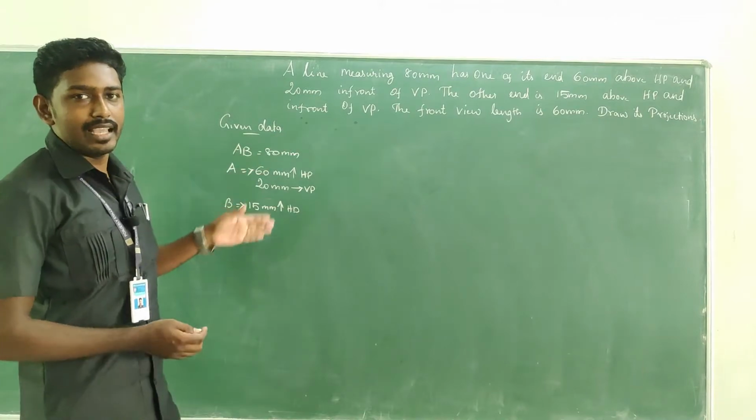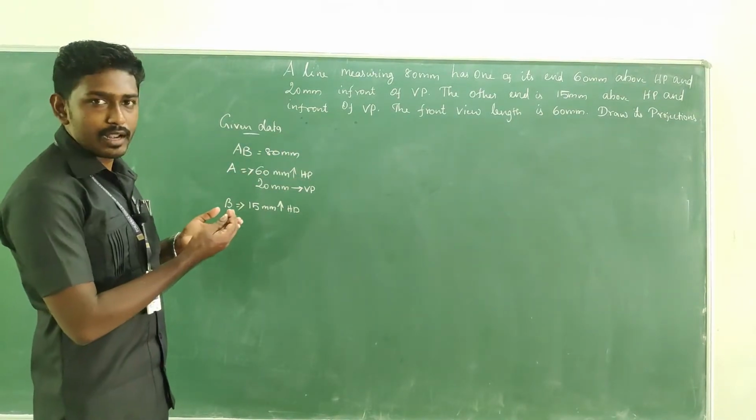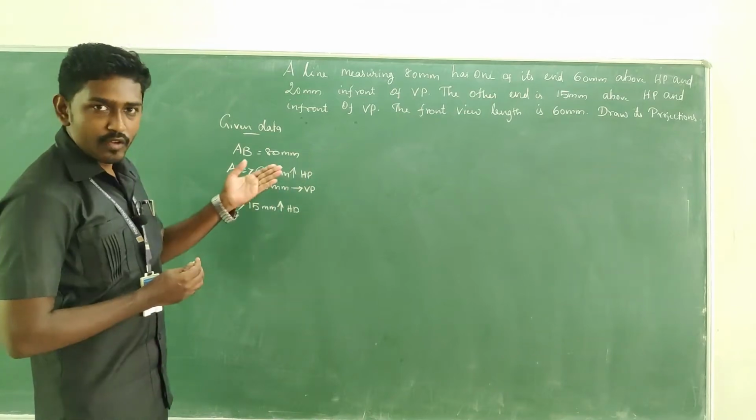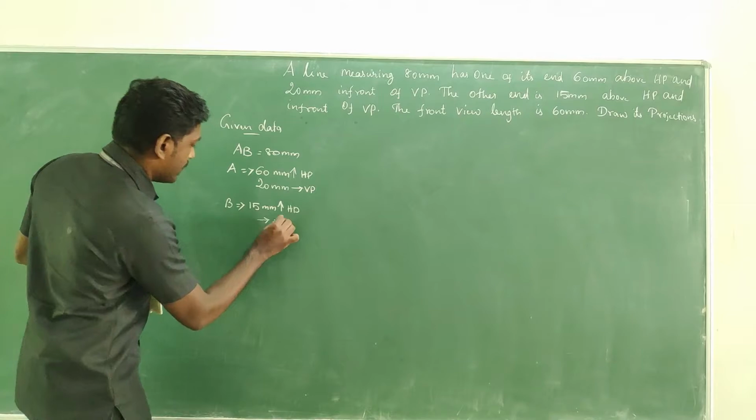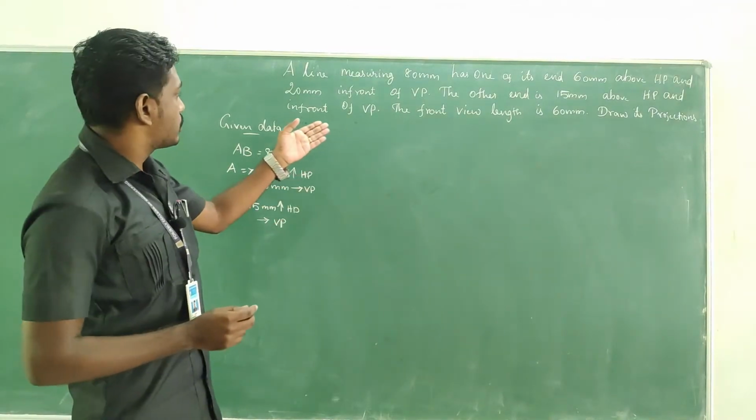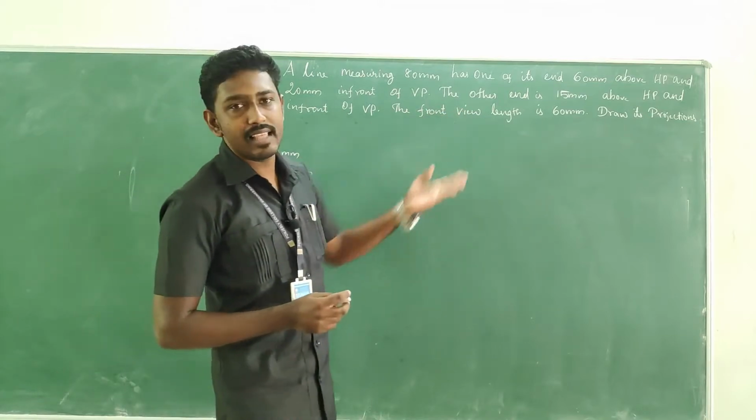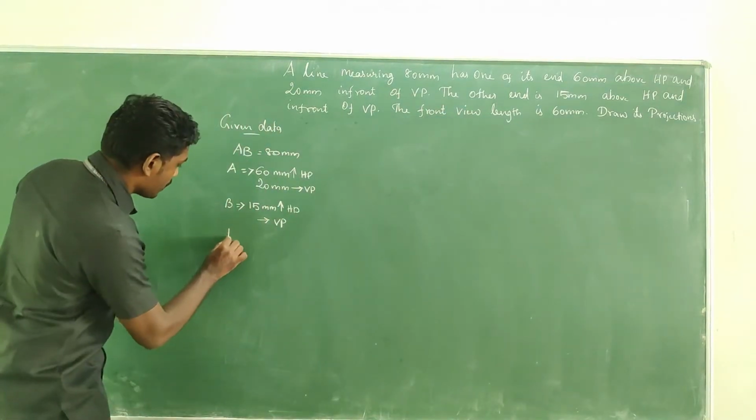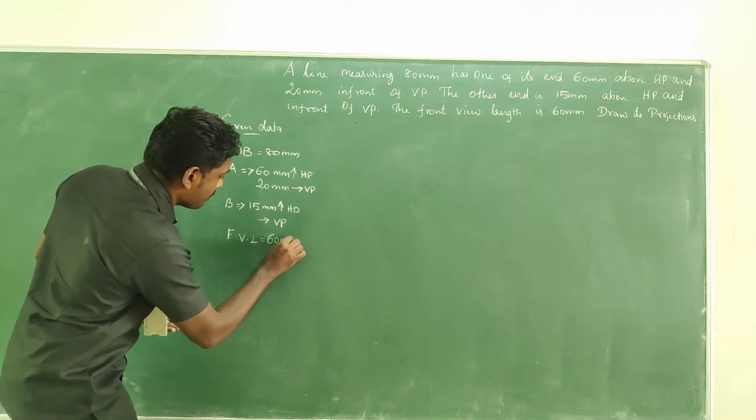Okay, there is no clear statement of where it is exactly located. It is given as a clue. It is going to be where? In front of VP. Okay, so in front of VP. Right. What about the next? Yes, the front view length is 60 mm.